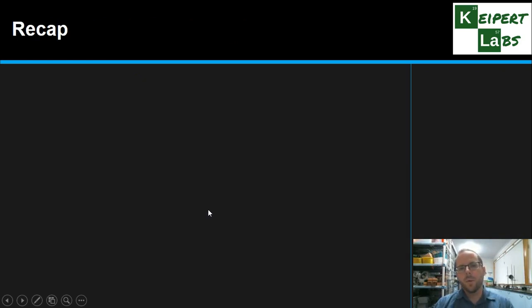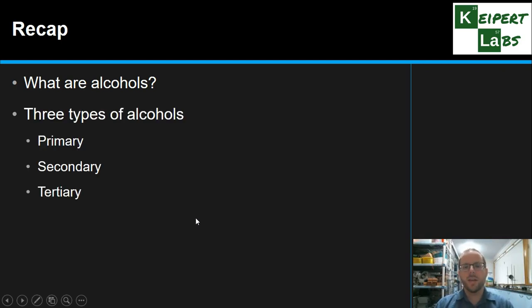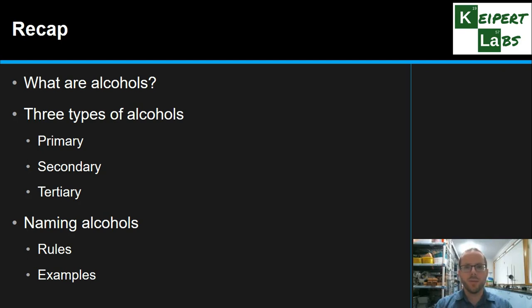So what we can see here is that alcohols are hydrocarbons that contain 1 or more OH or hydroxyl groups. They come in 3 types depending on how many carbons are attached to the hydroxyl carbon. Do we have 1, making it primary, 2, making it secondary, and 3, making it tertiary? And looking at the naming rules of alcohols, using the ol suffix and some of those principles, we went through a few examples.